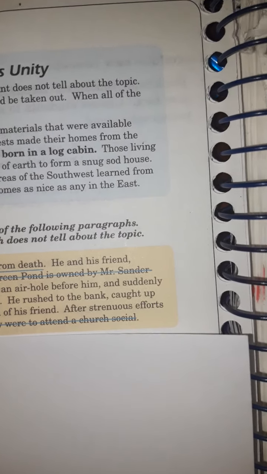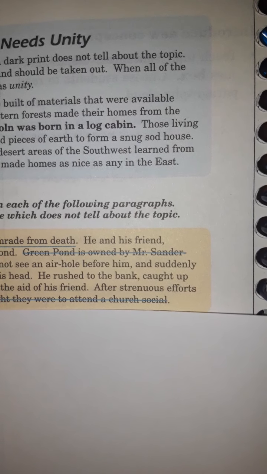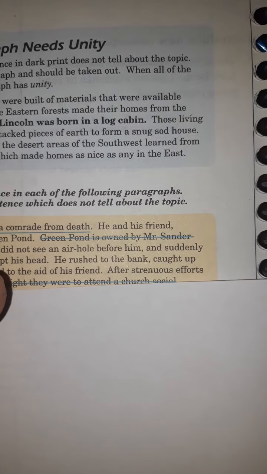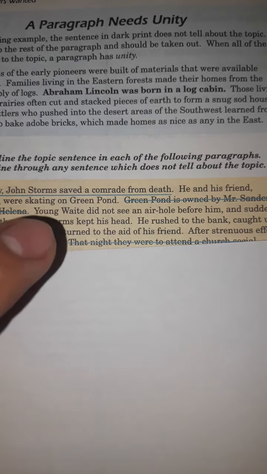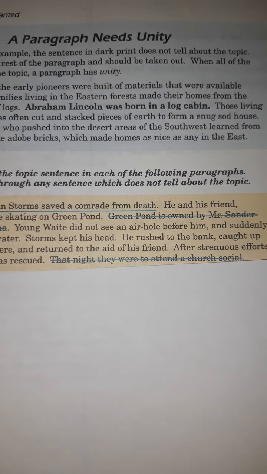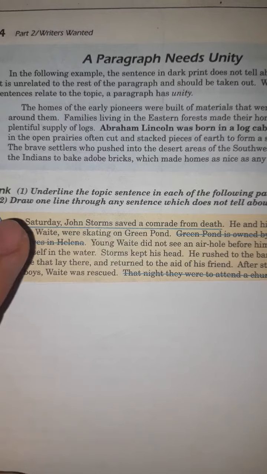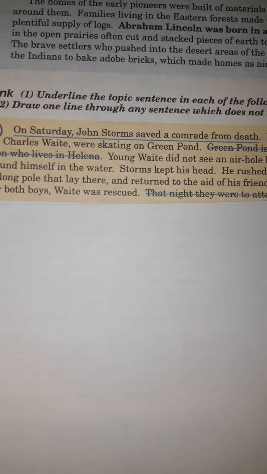So you see we have two. Green Pond is owned by Mr. Sanders who lives in Helena, and that night they were to attend a church social. So you see those two things have nothing to do with the story. On Saturday, John Storms saved a comrade from death. So what are you gonna do in one and two? You're gonna finish the rest. You're gonna follow the instructions: underline the topic sentence in each of the following paragraphs, and draw one line through any sentence which does not tell about the topic. If you need any help, let me know, guys.